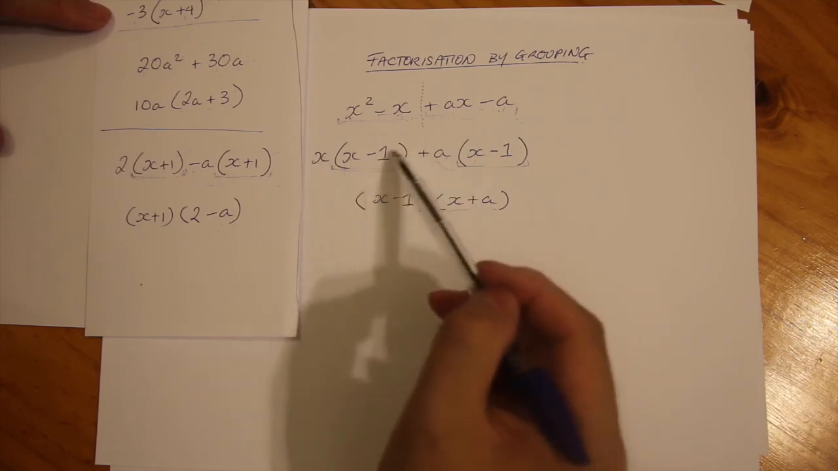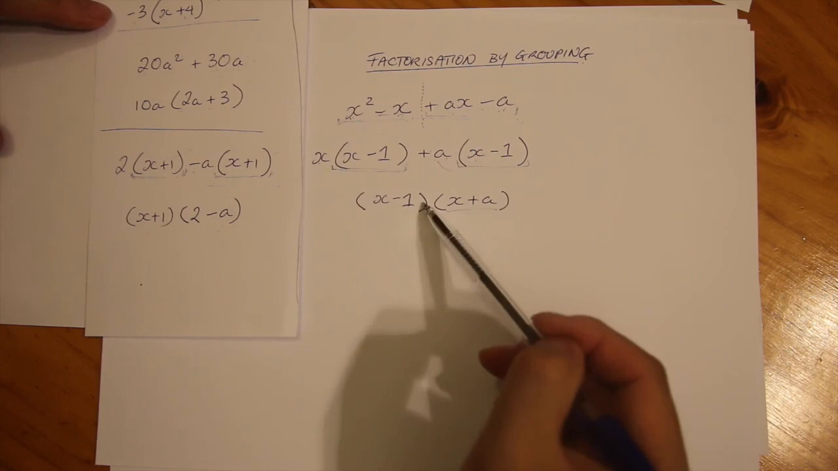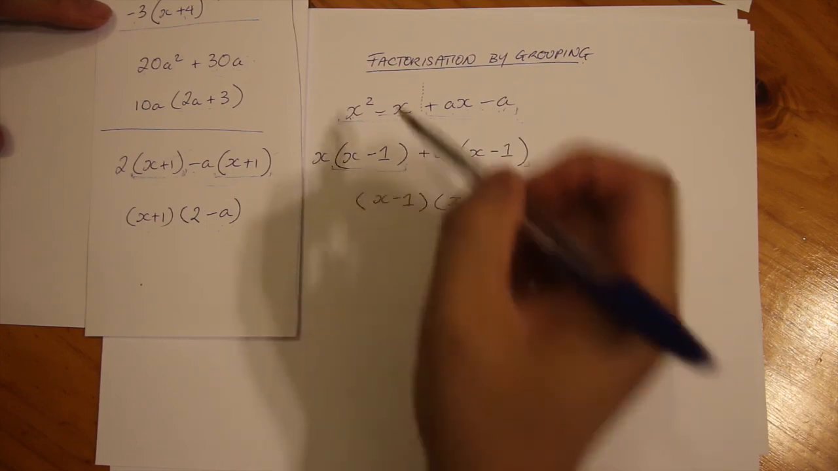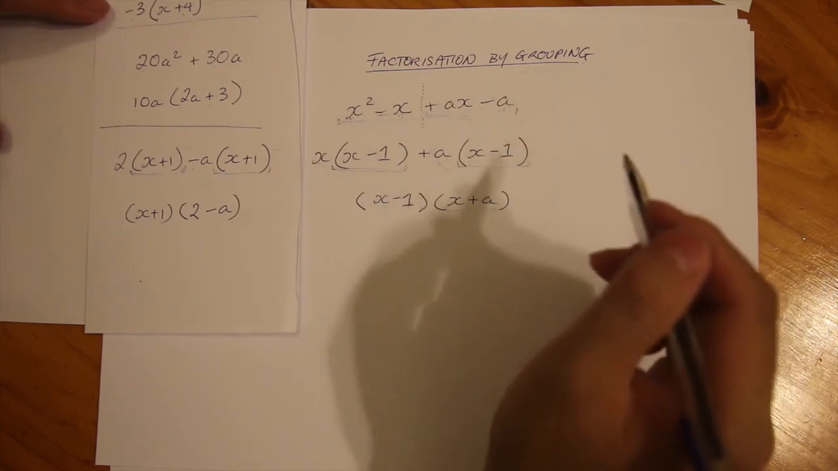Then you have your common brackets as your first part, and your outside terms as your second part. That is factorizing by grouping.